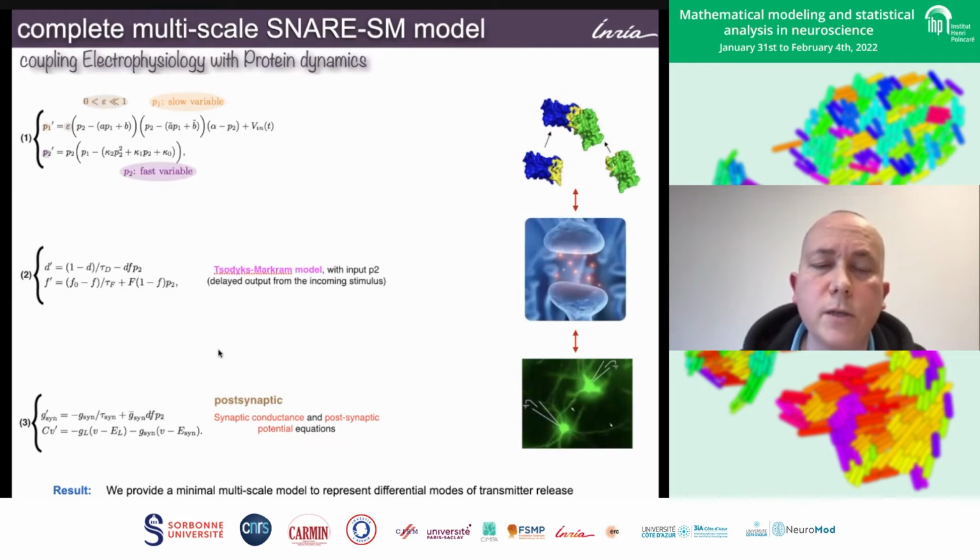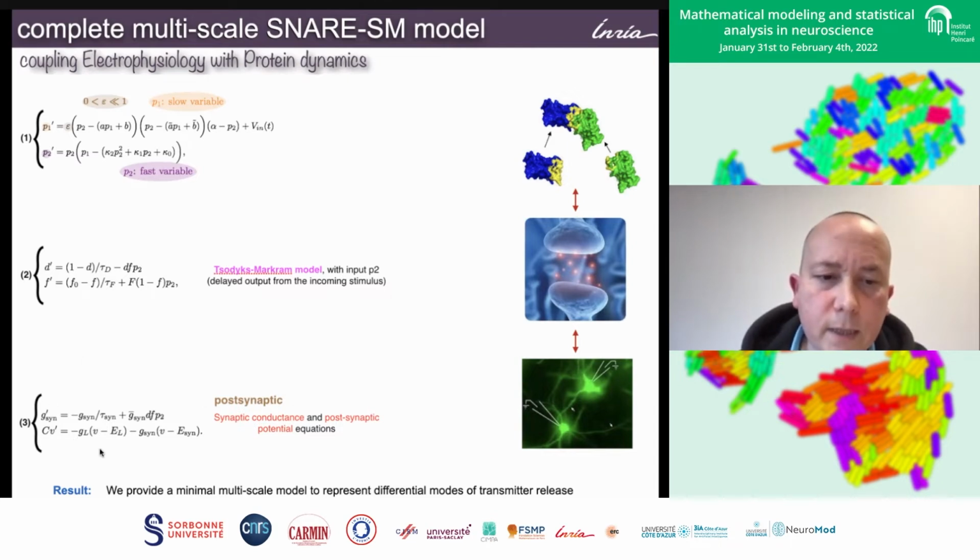It has 3 blocks, so to speak. The middle part is the classical Tsodyks-Markram model with these D and F macroscopic variables for the occupancy of the release pool and the release probability. And the big add-on, the novelty of our work, is this first part of the model, P1 and P2, that describes the interaction between SNARE and SM proteins with a different time scale that will kind of account for the inertia between them in the way they will bind and unbind.